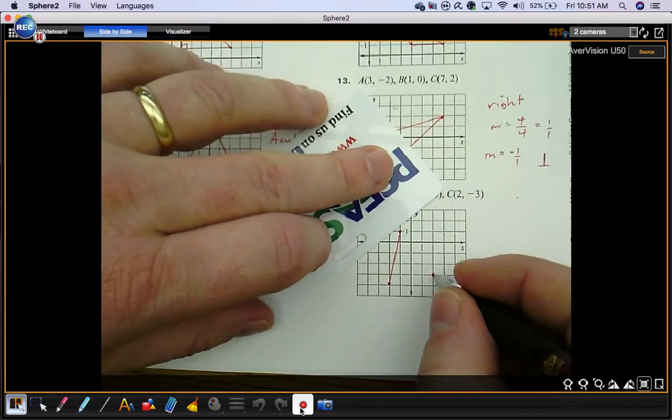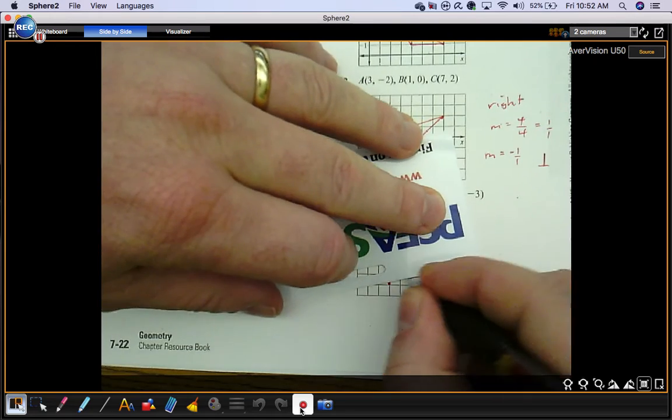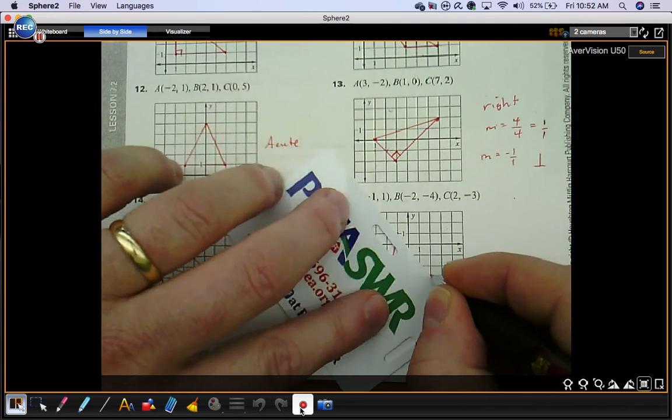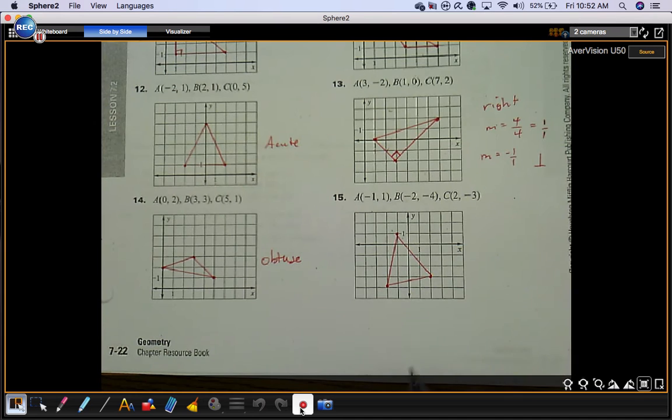Okay, 15 will be do the same thing. You just connect them with a straight edge. This one's pretty easy to see that all 3 angles are acute.